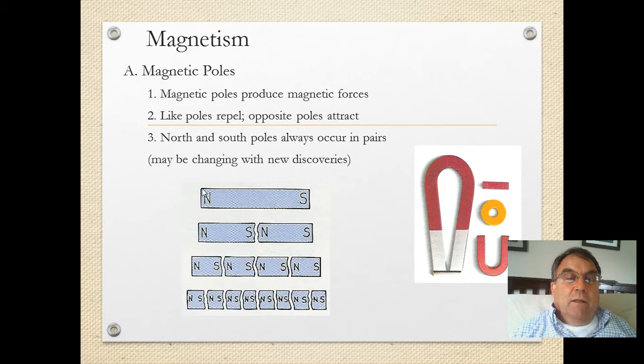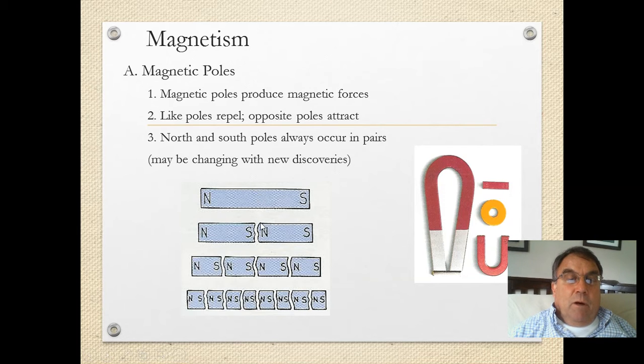Like poles repel. In other words, if you take two north poles and try to push them together, they'll repel each other. And same with two south poles, but a north and a south will attract. And these poles always occur in pairs. They are looking for magnetic monopoles, yet to be found.